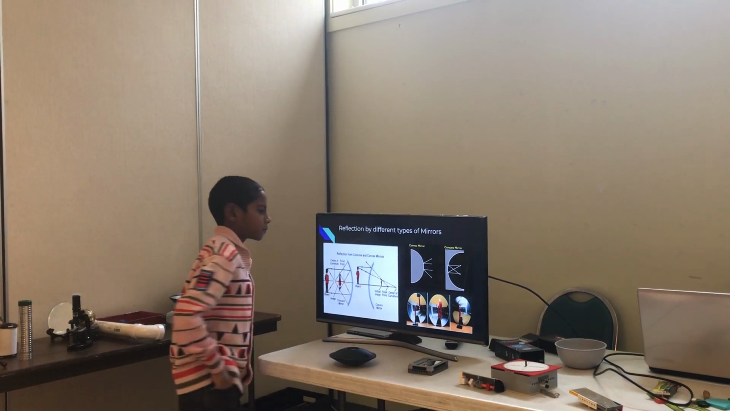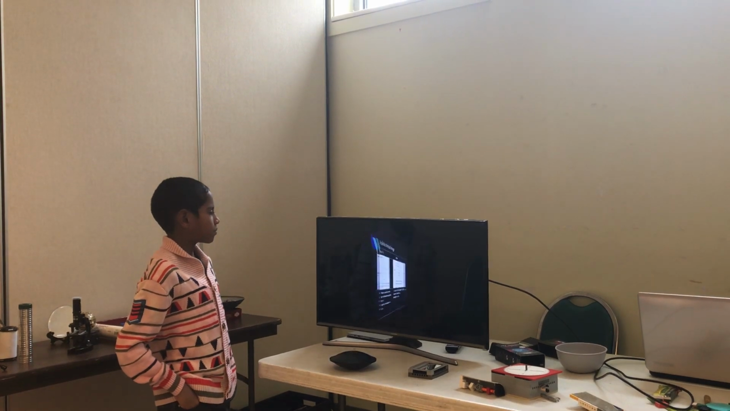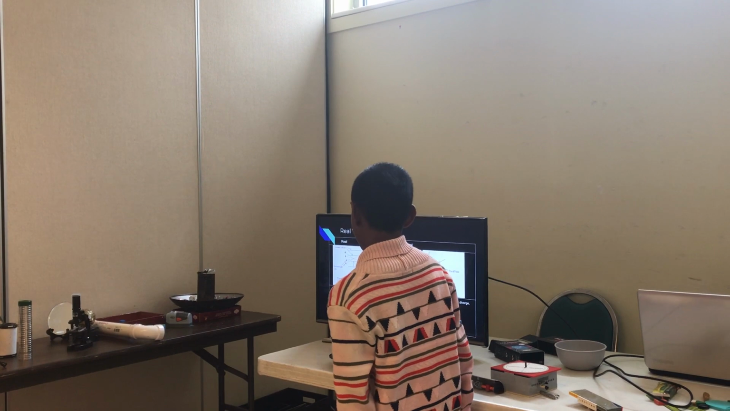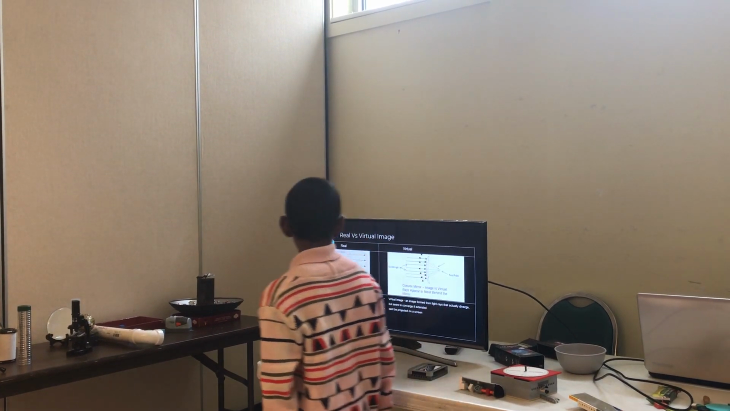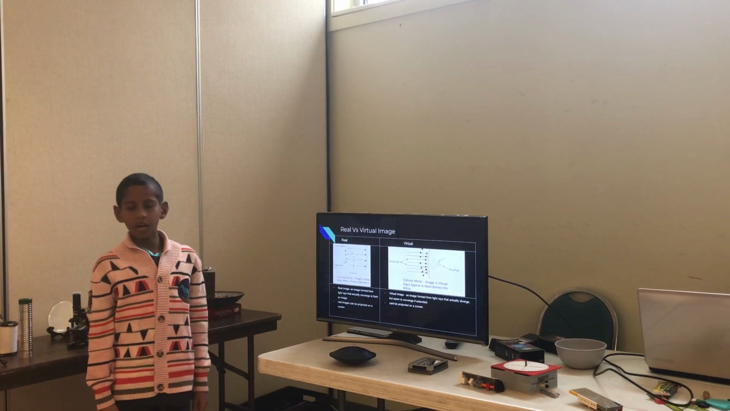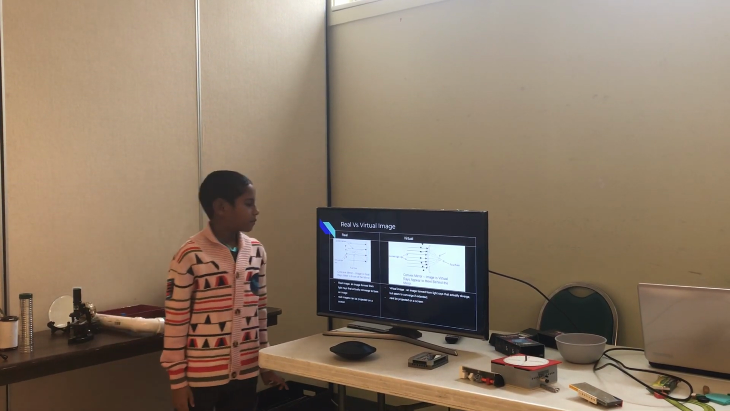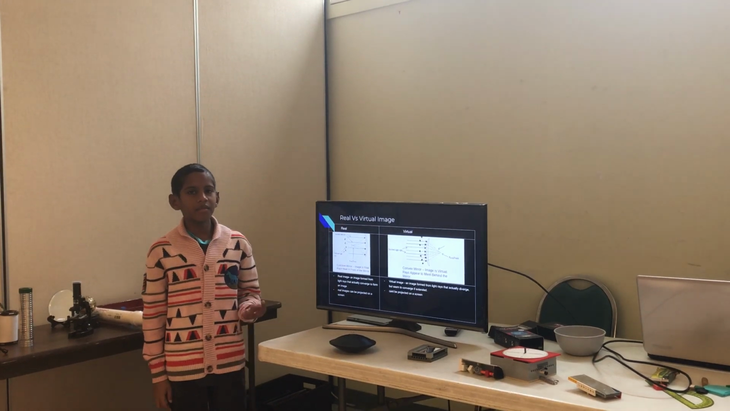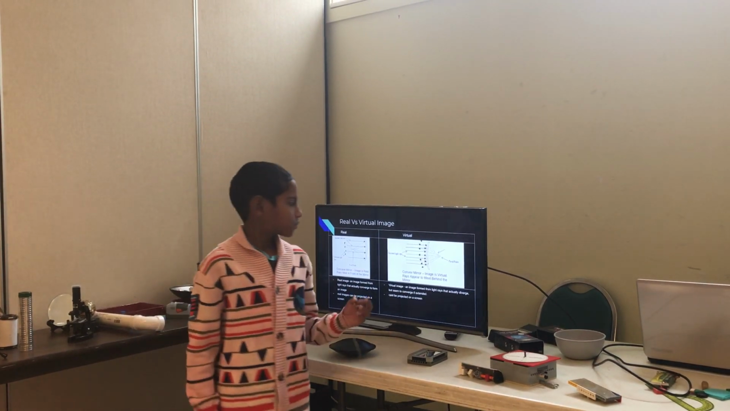Karthi, next. Real images and virtual images, this diagram should explain it more. Do you have any question? Okay, so in a concave mirror, the focal point is in front of the mirror. In a convex mirror, the focal point is at the back of the mirror. Then I'll explain it.